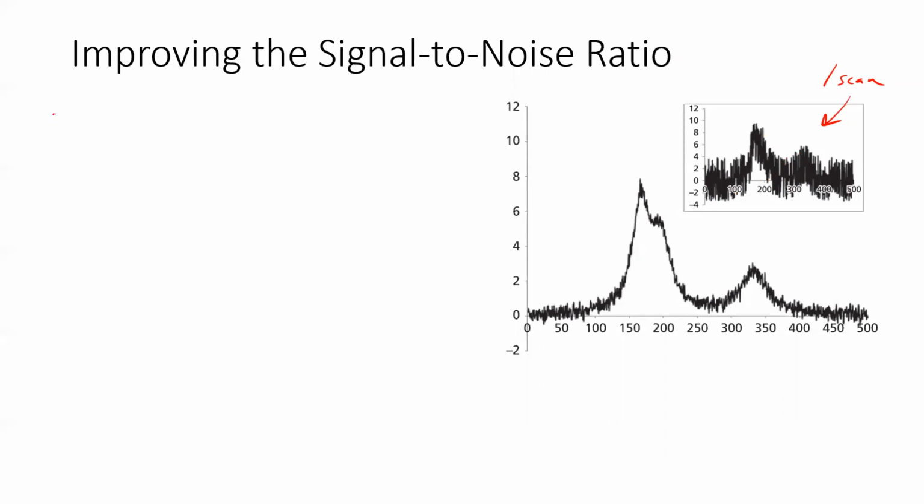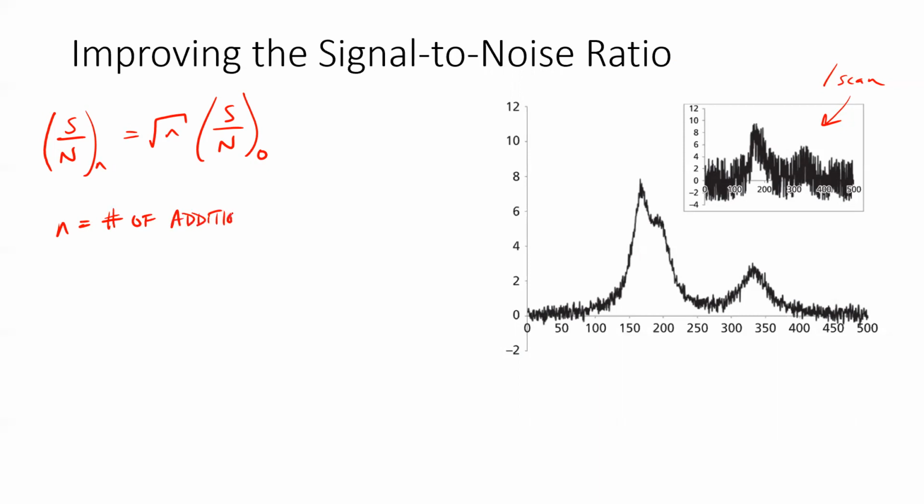It turns out that the improved signal to noise ratio, S over N, within N additional averages, is equal to the square root of N times our original signal to noise ratio, S over N naught. And so N equals the number of additional measurements. Okay. This method is called ensemble averaging.